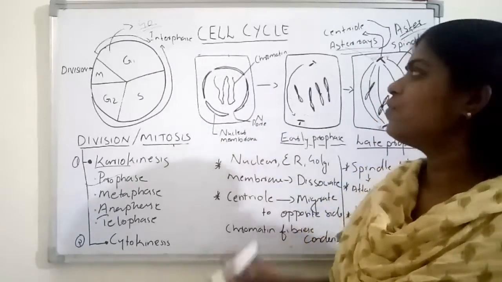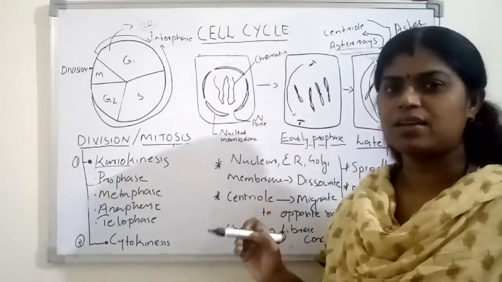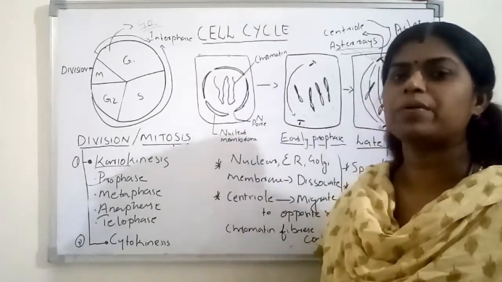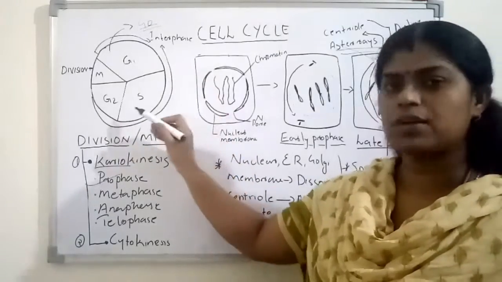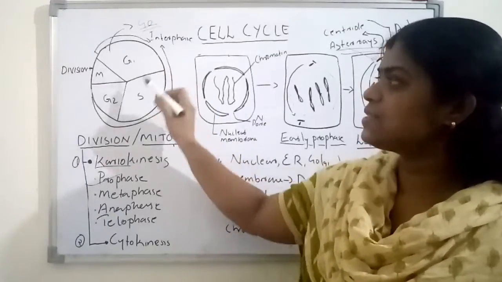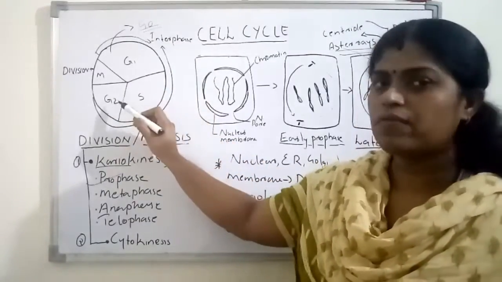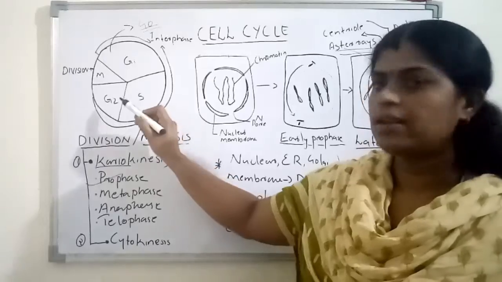Hello students, we are continuing our topic cell cycle. In yesterday's class we saw the changes that happen to the cell in interphase. Interphase means the phase just before the division. Interphase is divided into three phases: G1, S and G2.